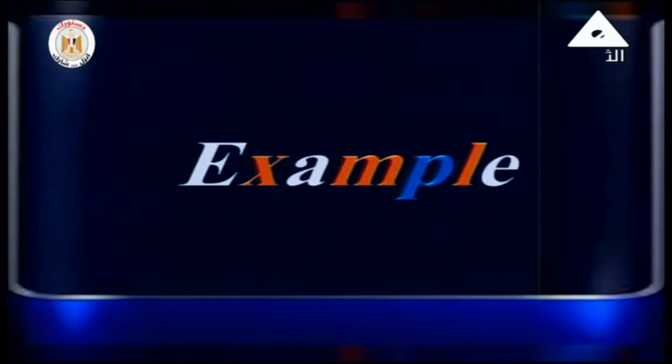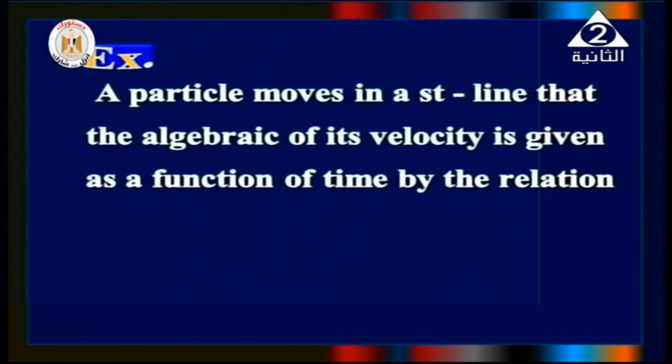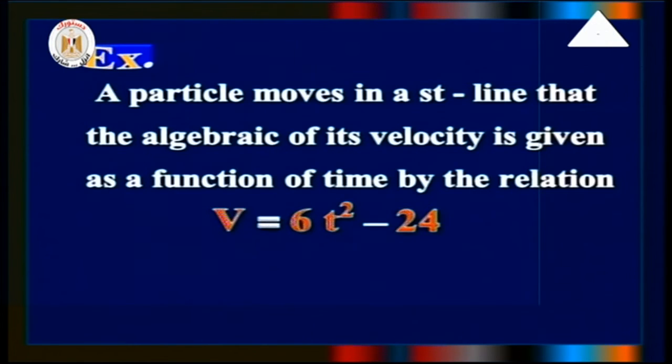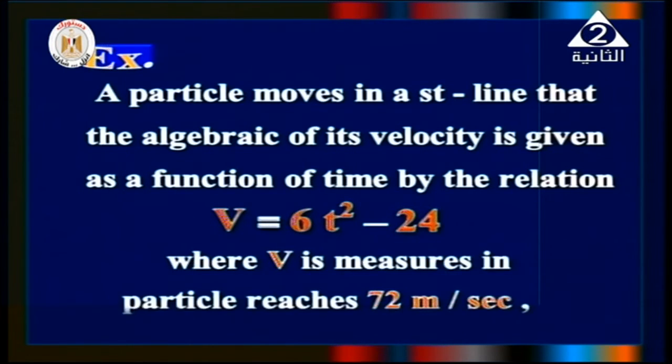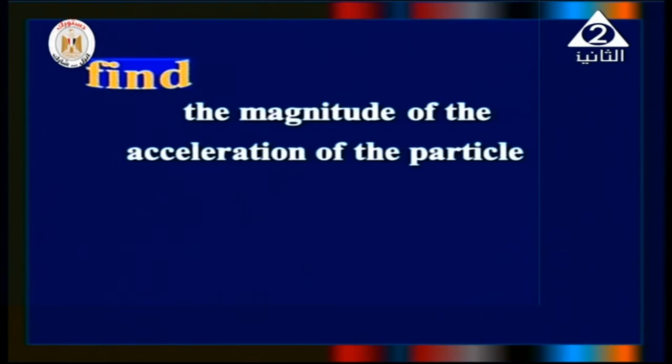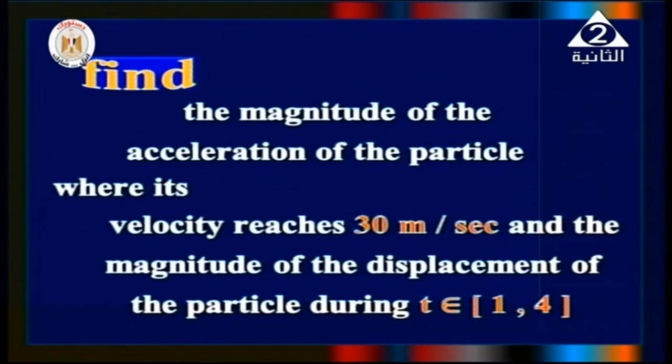Another example. A particle moves in a straight line, and the algebraic value of its velocity is given as a function of time by the relation v equals 6t squared minus 24, where v is measured in meters per second. Find the magnitude of the acceleration of the particle when its velocity reaches 72 meters per second, and the magnitude of displacement of the particle during t in the closed interval [1, 4]. Solution.